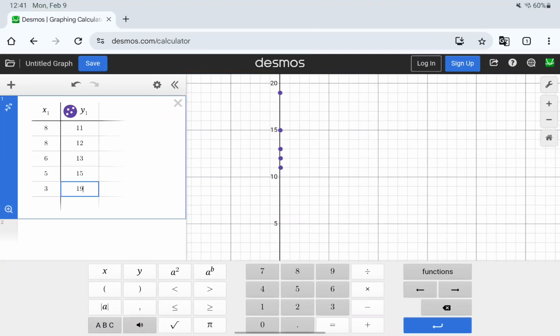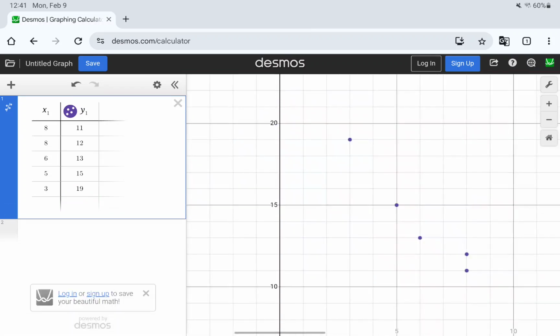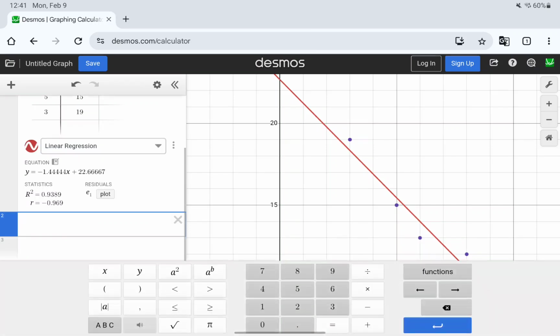I've already input this data into Desmos. We can click on that magnifying glass icon to see our data plotted more appropriately, and then we can click that regression tool to create our linear model. So we have our linear model. We have our correlation coefficient of -0.969, which is close to -1. So we have a strong negative association in this case.